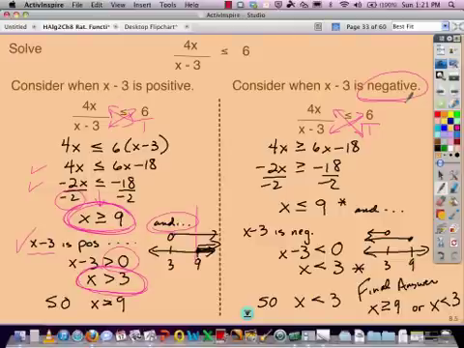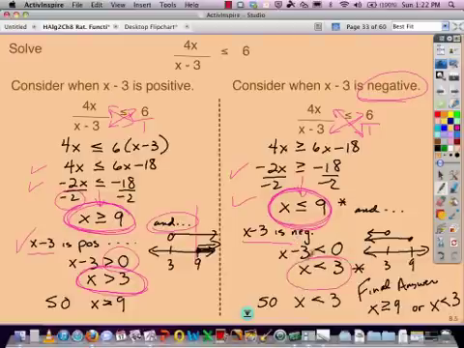Now we start manipulating, moving things over like we did before. 6x comes over as a negative 6x. We'll have negative 2x is greater than or equal to negative 18. We'll divide by that negative 2 again, which will switch our inequality sign. So x is less than or equal to 9. That's for the equation part. But now again, think about what you're proving or solving for. x minus 3 is negative. Well, if x minus 3 is negative, that means x minus 3 is less than 0. So we solve that situation, and we have to take into consideration x is less than 3.